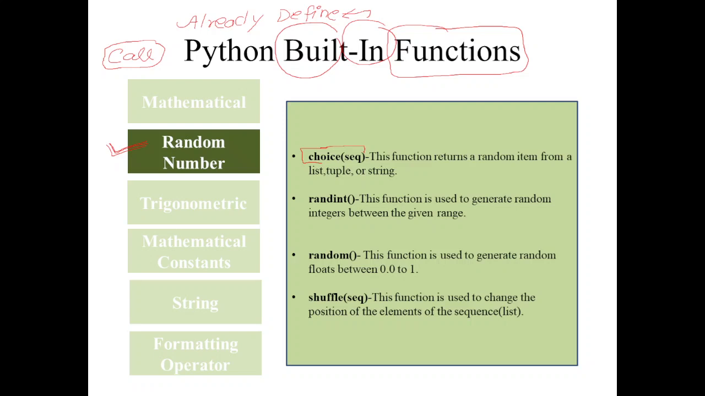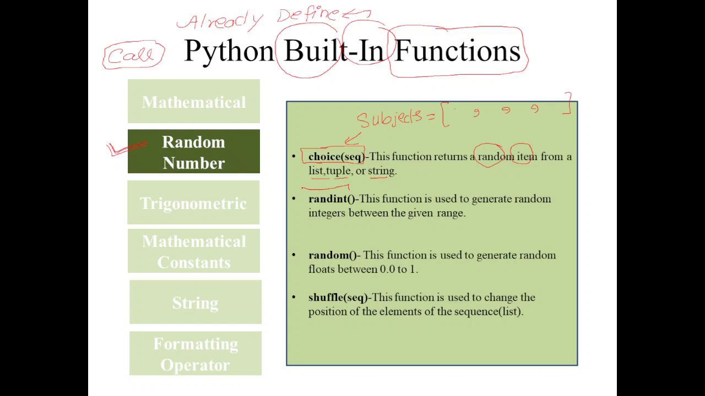First function is choice. This function is used to select a random item from a given list, tuple or string, which means if we have a list, let's suppose with the name of subjects, and in this list there are so many subjects written in it and we want to select any of these subjects randomly, then we can use this function which is called choice.